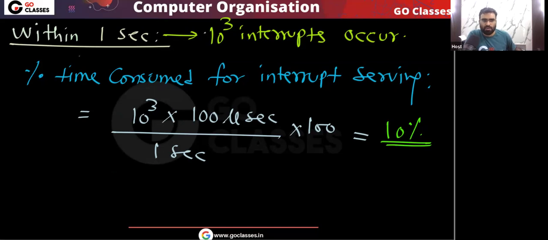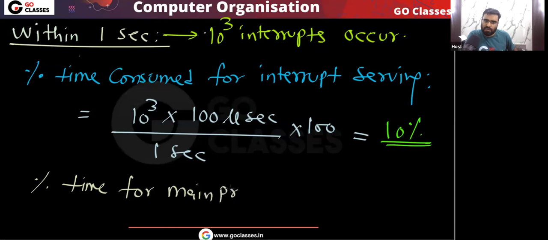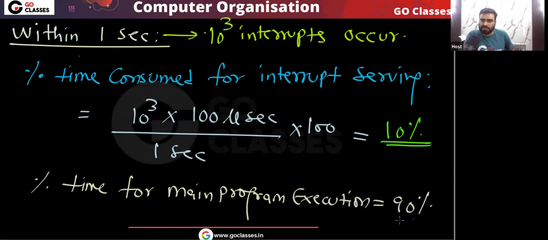Is this clear? So the percentage of time consumed for interrupt servicing per second is 10%. Within 1 second, this is happening. So tell me, what is the percentage of time consumed for main program execution? That is 90%. The remaining time we are executing the main program. So the answer will be 90%.